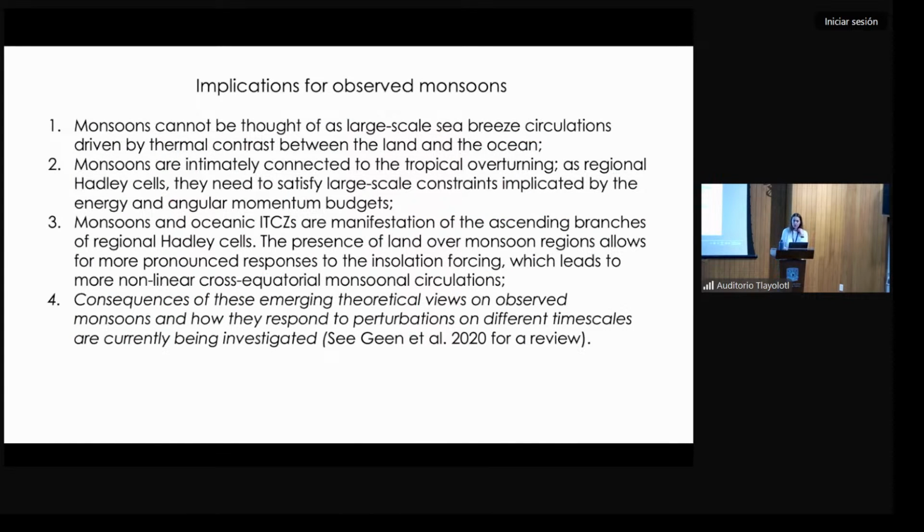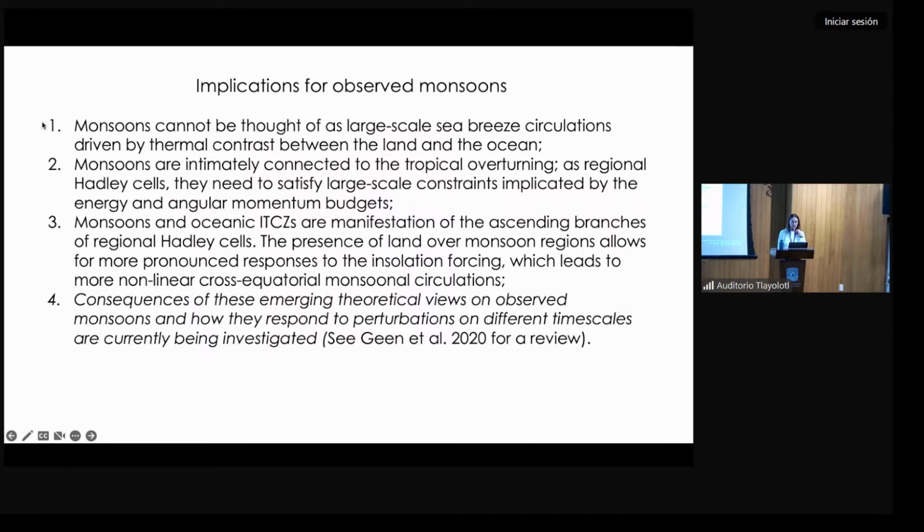Okay, so let me try to summarize what I said so far. What are the implications of this emerging theoretical perspective of monsoons for observed monsoons? Let me start from the last point that I mentioned here. The consequences of these emerging theoretical views on observed monsoons, and how they might respond to perturbations at different timescales, is an open question in the literature right now. But to emphasize what this alternative emerging view is, let me start from point one.